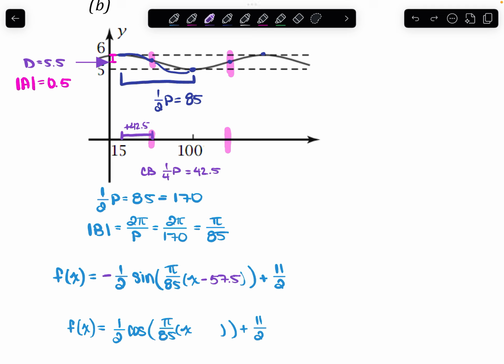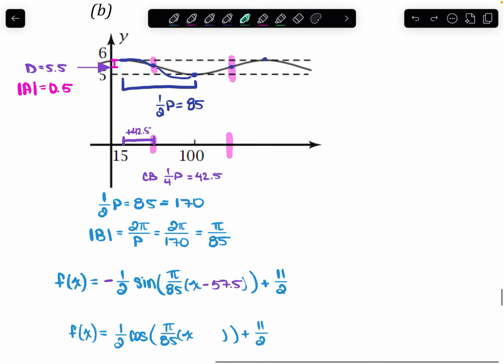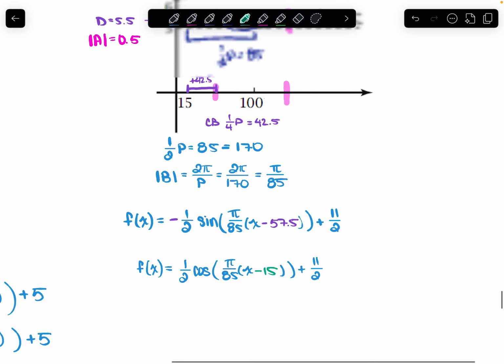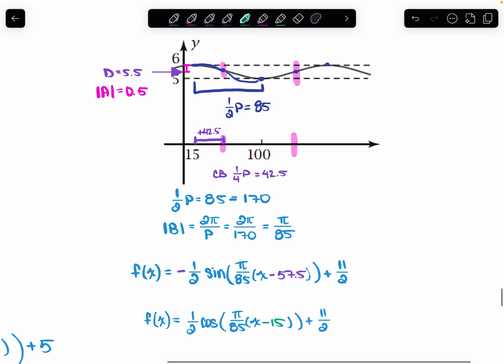All right, for cosine, cosine starts at a high, where our high is labeled. We can see that it's at 15. I'm trying to use a different color here. We'll just change it. There we go. So right there's our high, and it's on 15. So we'll just use that one. So write 15, so minus 15. And there's your functions.